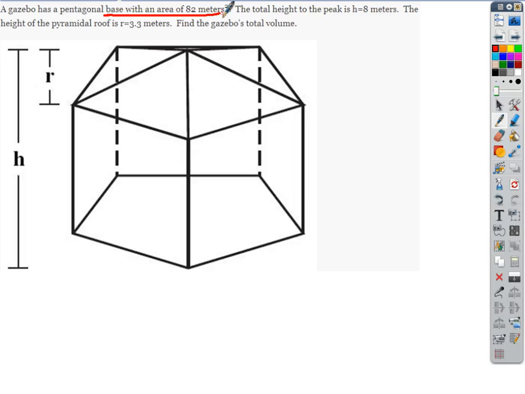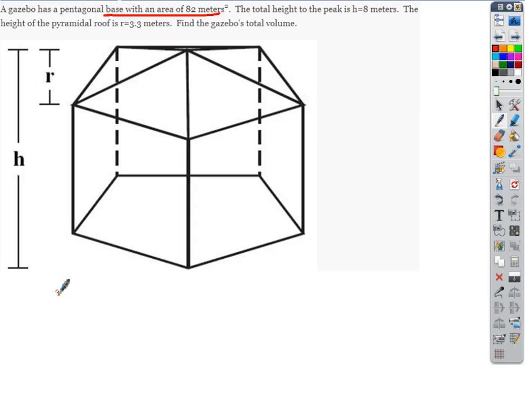We know that the volume of a prism, we already said, is just base times height. Both of those things are given to us. We don't have to do any calculations. The volume of a pyramid is just 1/3 base times height. Once again, both of those things are given to us, right? Now, the height of the pyramid is R, isn't it?